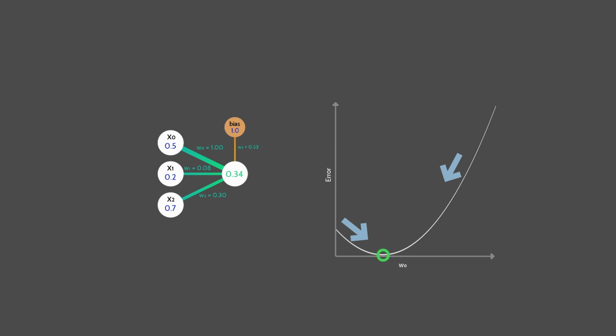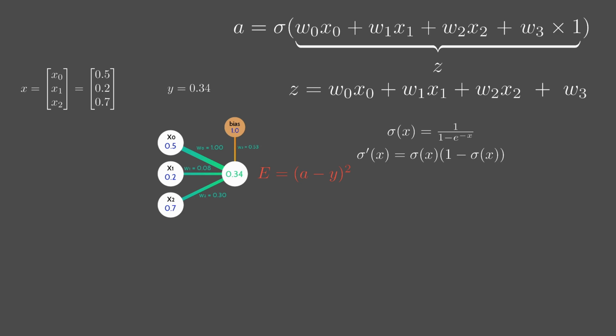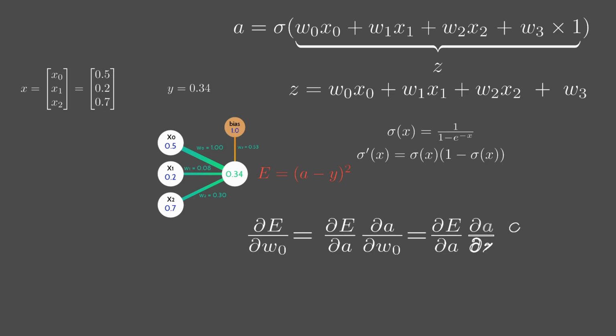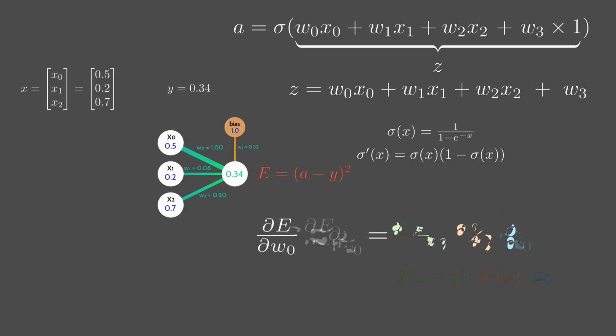So let's calculate this slope. It is the partial derivative of E depending on W0, which is represented like so. As we don't have W0 directly in the error formula, we can decompose the partial derivative with A. Again, it is quite difficult to compute the partial derivative of A depending on W0, so let's use our intermediate variable Z. Now we can evaluate each term. All of this results in this formula.